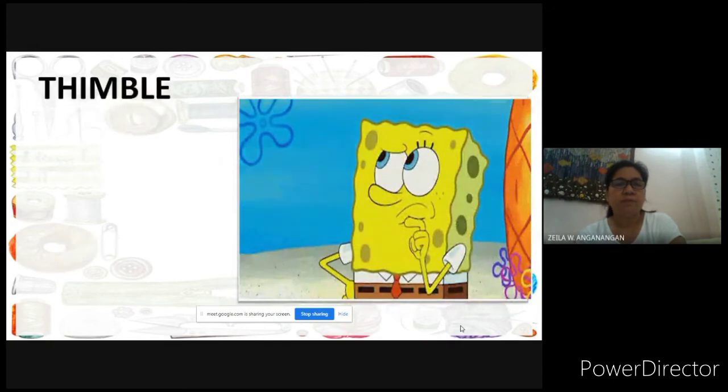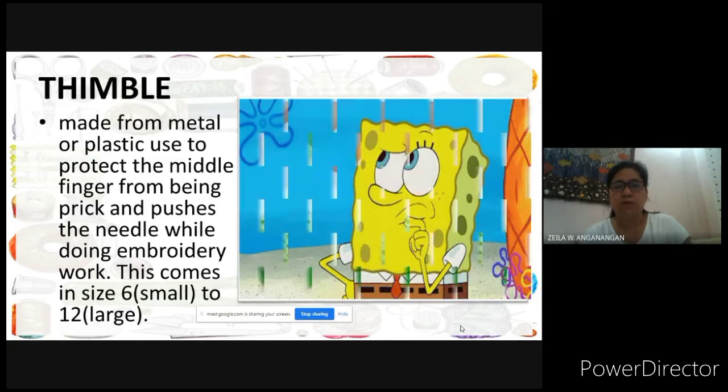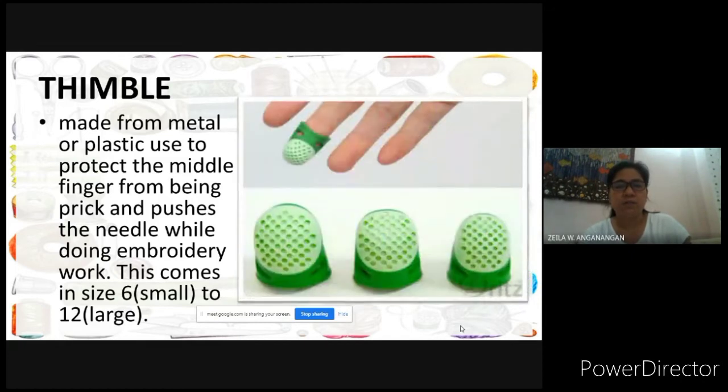Next, a thimble. So what is a thimble for? It is made from metal or plastic, used to protect the middle finger from being pricked and pushes the needle while doing embroidery work. This comes in small size to the largest size, which is number 12. Okay, so let's take a look at a thimble. Okay, so here it is, a thimble.